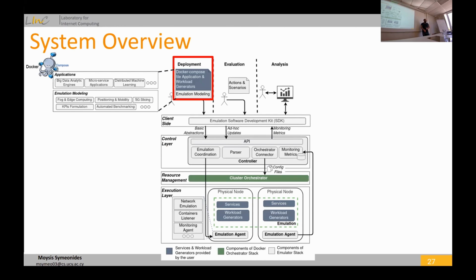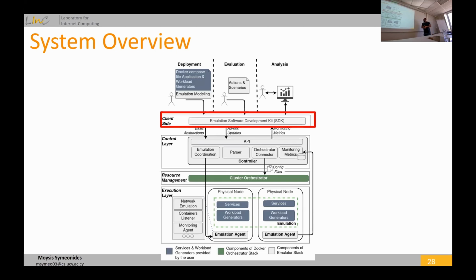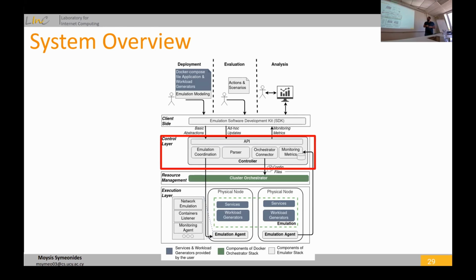So about the system overview. A typical workflow starts with the user editing a Docker Compose file. The Docker Compose file is a specification for describing multi-service containerized applications, and then the user extends the Docker Compose with Fogify's model. And as I said before, Fogify's model introduces fog resources, network connections, mobility, ad hoc alterations, and so forth. Then the user submits the description to the Fogify SDK, and the SDK propagates this description to the Fogify controller.